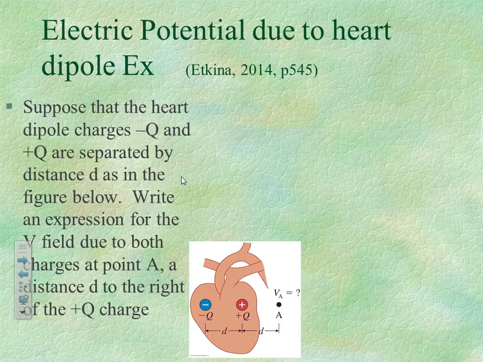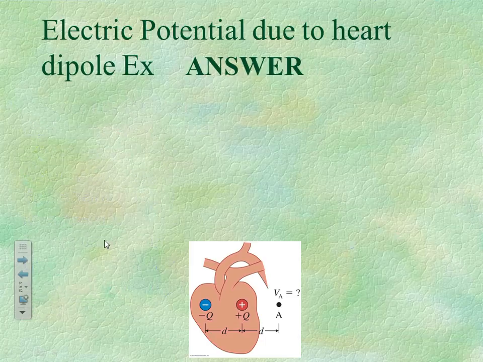Here's an example problem. Why don't you try this out for a moment? So this is a little image of the heart. We've got negative Q over here and positive Q over here. We don't have actual values, we're just doing a comparative. And we're trying to figure out what the voltage is going to be at point A out here. So that's going to be distance d from the positive q, distance twice d from negative q. So try that out, please.